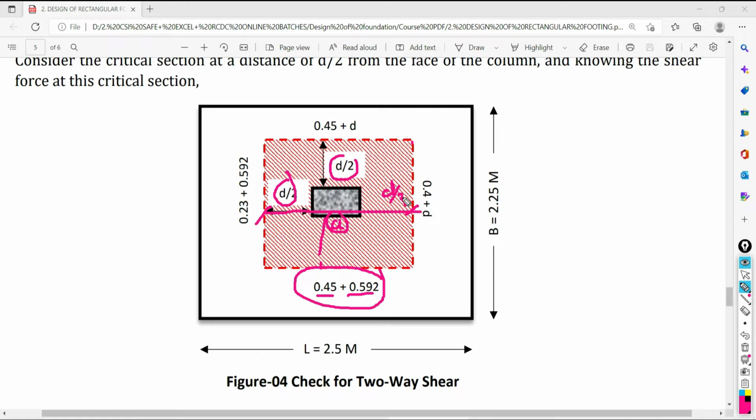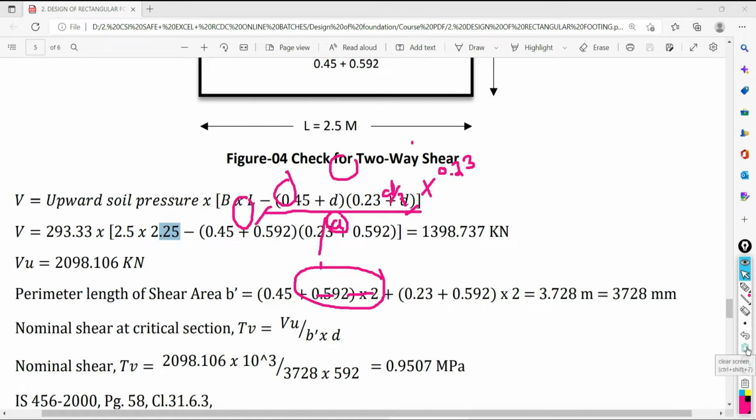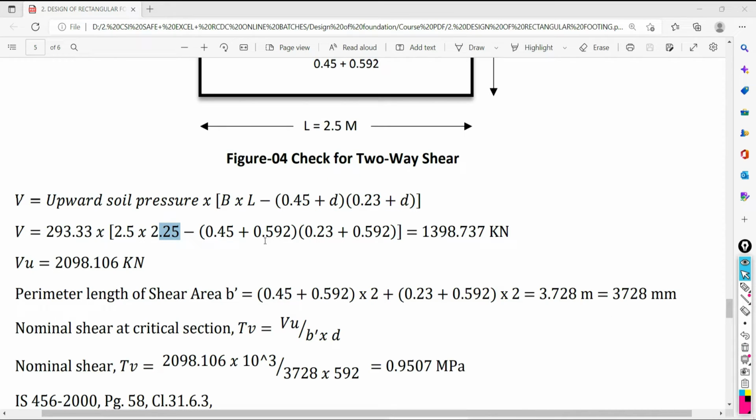But here it is what? It will be 0.23. It is wrong. It should be what? 0.23 plus d. Here also it will be 0.23 plus d. So likewise it is going to become what? One side as 0.45 plus 0.592. You have to multiply this value with 0.23 plus 0.592.